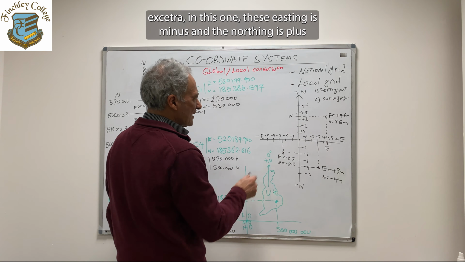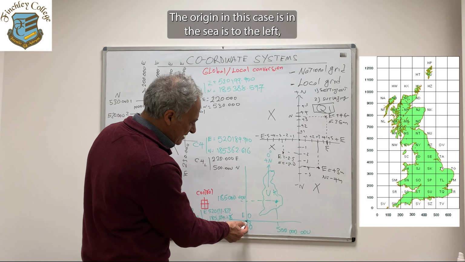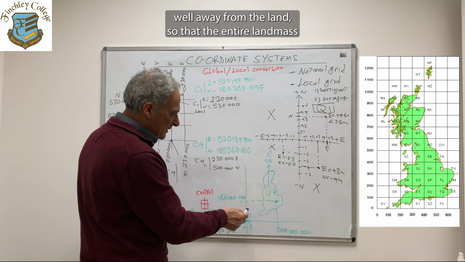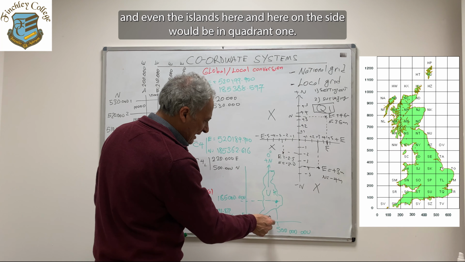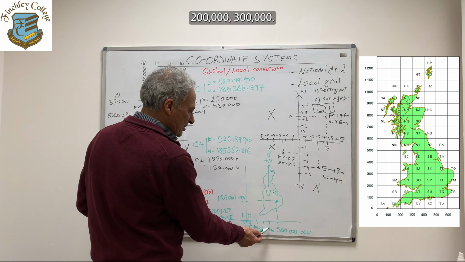Our project will be here, and the map of UK, as I said, I've drawn a rough crude map of UK. The origin in this case is in the sea, to the left, well away from the land, so that the entire land mass and even the islands here and here on the side will be in quadrant 1. The units for the national grid is 100 kilometers. So every line is 100, 200, 300 kilometers. That's 100,000 meters, 200,000, 300,000.